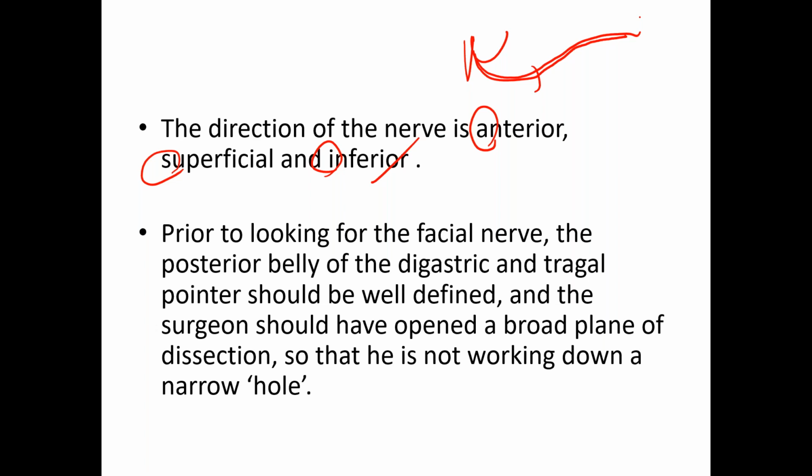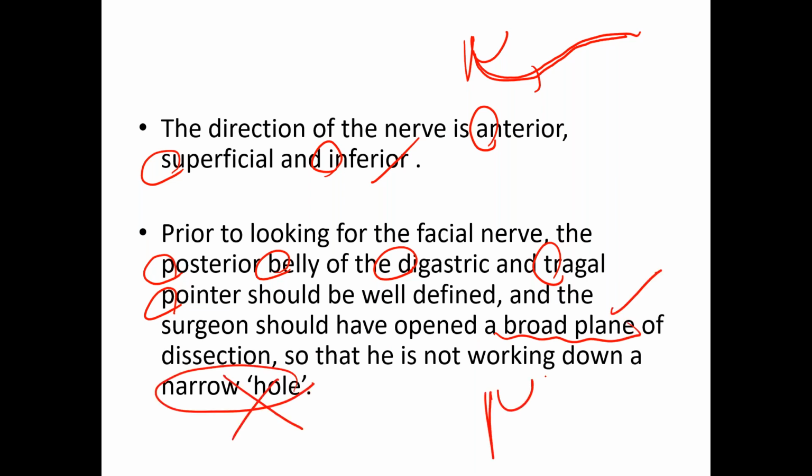Before you get into the facial nerve in parotid surgery, you should look for the posterior belly of digastric and the tragal pointer. The tragal pointer should be well defined. And the surgeon should have opened a broad plane of dissection. Never work in a narrow hole; it is not allowed. When you are looking at the tragal pointer, this is the nerve, this is the digastric muscle, and this is the sternocleidomastoid muscle. Your plane should be a broad plane, not a narrow plane. A narrow hole should not be there.